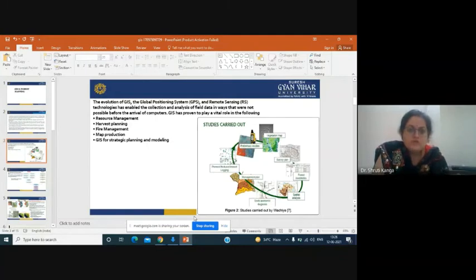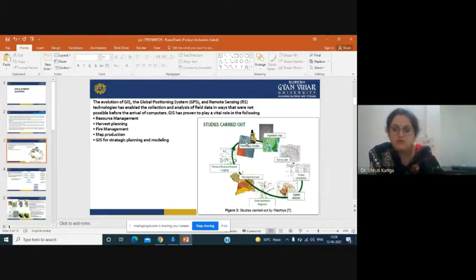The evolution of GIS, the global positioning system, and remote sensing technologies has enabled the collection and analysis of field data in various ways, like resource management, harvest planning, fire management, map production, GIS for strategic planning and modeling. So in this figure you can also see vegetation mapping, we are able to carry out preliminary studies. Whenever we are planning for any kind of things, firstly we need to go for the preliminary study where we opt for the study area demarcation.